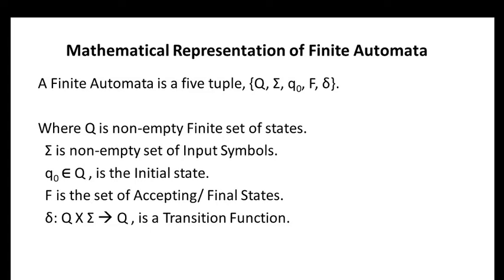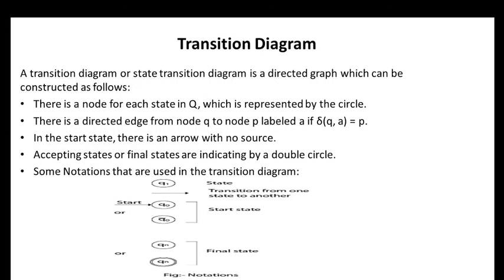Next one, F. F is the set of accepting states or the final states. And this is the transition function. The transition function is the set of states times alphabets that leads to some set of states. That is the transition function. So this is about the mathematical representation of the finite automata. In the examples you will come to know this.